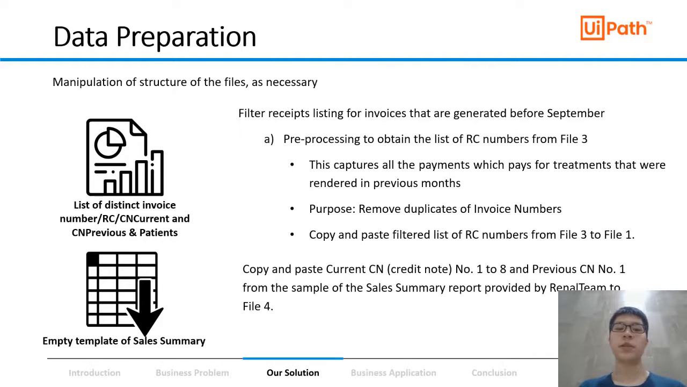Next, we filtered the receipts listing for the invoices that were generated before September, and this captures all the payments which pay for the treatments rendered in the previous months. And then we copied and pasted the filtered list of the RC numbers from file 3 to file 1. Lastly, we copied and pasted the current credit notes and the previous credit notes from the sample sales summary report provided by the Renal team to file 4.